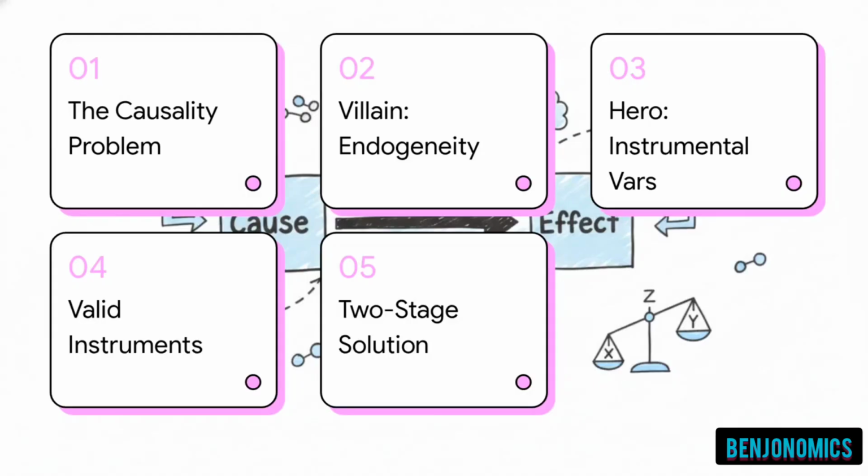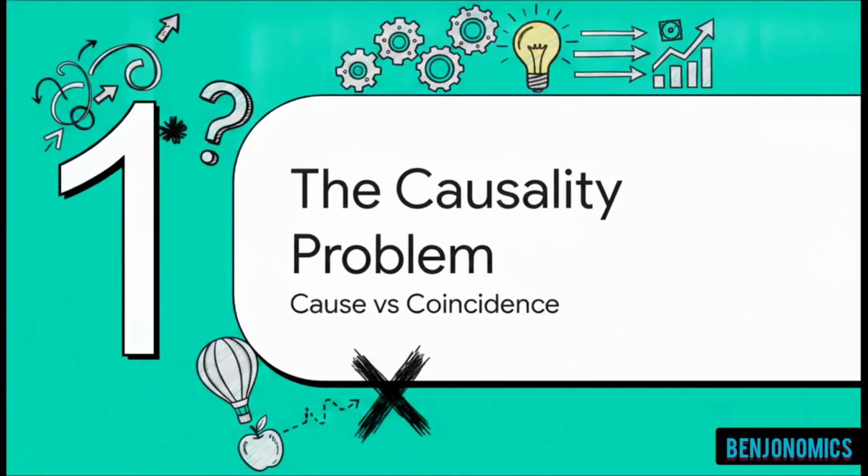To break this all down, we've got 5 steps. 1. The causality problem. 2. Our villain, endogeneity. 3. The hero, instrumental variables. 4. The rules of valid instruments. And finally, number 5, the 2-stage solution. Kicking things off with part 1, the causality problem.